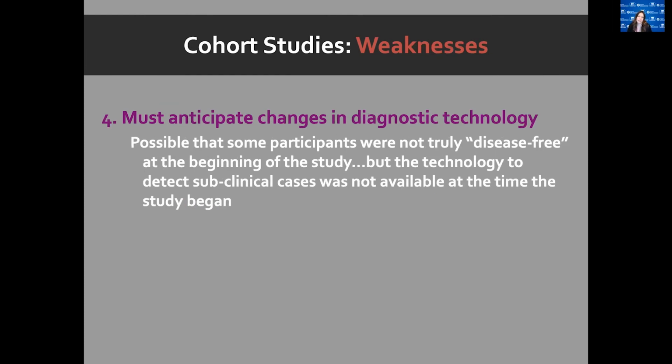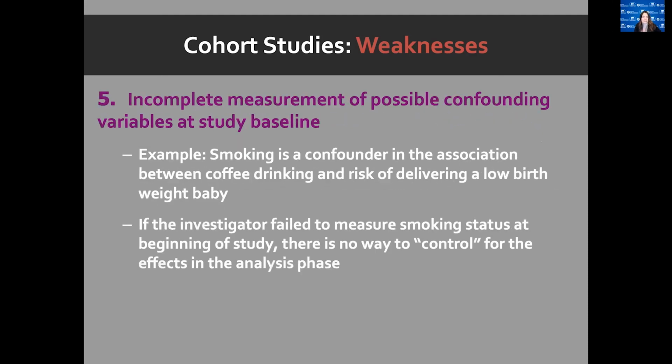And then another thing is we also have to anticipate changes that happen over time, especially if we're going to do, say, a 15 to 20 year long study. There sometimes are changes in diagnostic techniques. And so we have to be careful about the way that we're classifying people who have disease or have incidence of disease and people who don't, with changing diagnostic criteria.